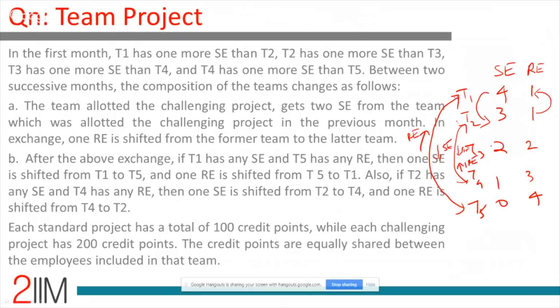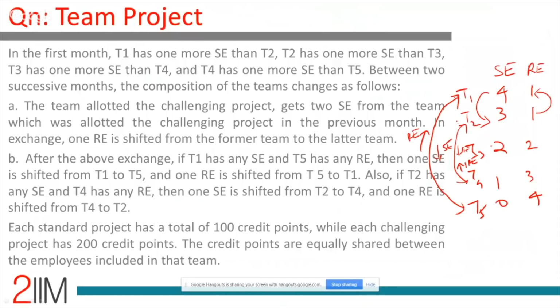We leave T3 alone. So every month, we take the previous month's allocation and do step A and then step B. After the above exchange is when we do this. So we do step A and then we do step B. Each standard project has a total of 100 credit points, while each challenging project has 200 credit points. The credit points are equally shared between the employees included in that team.